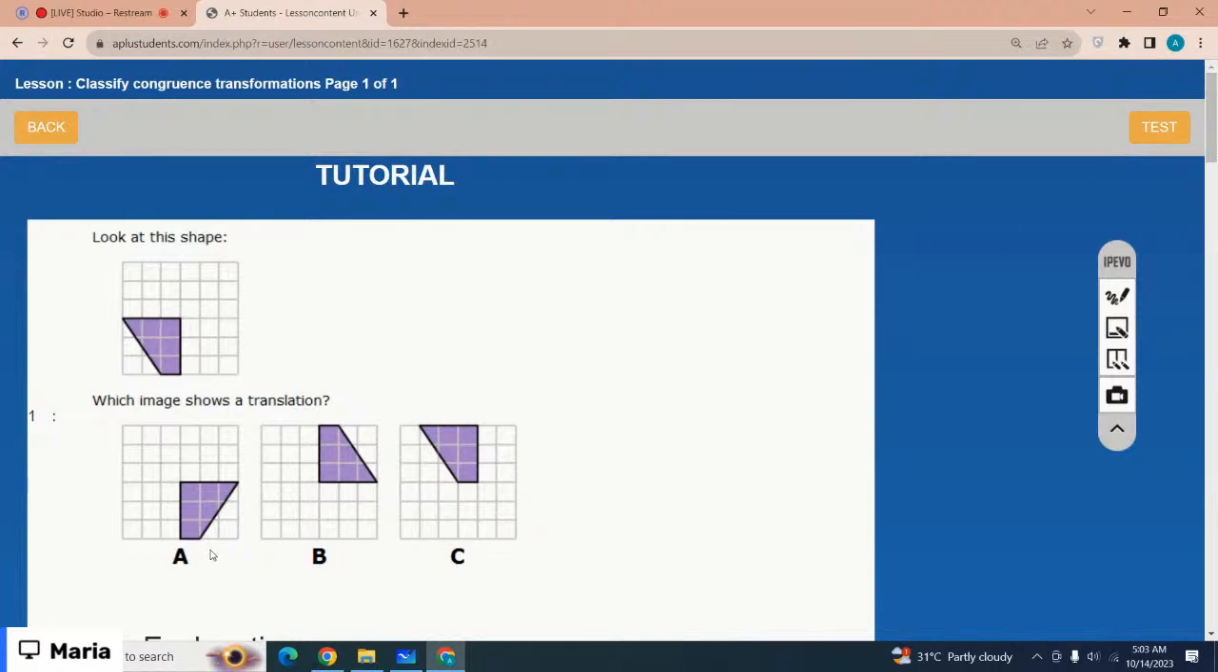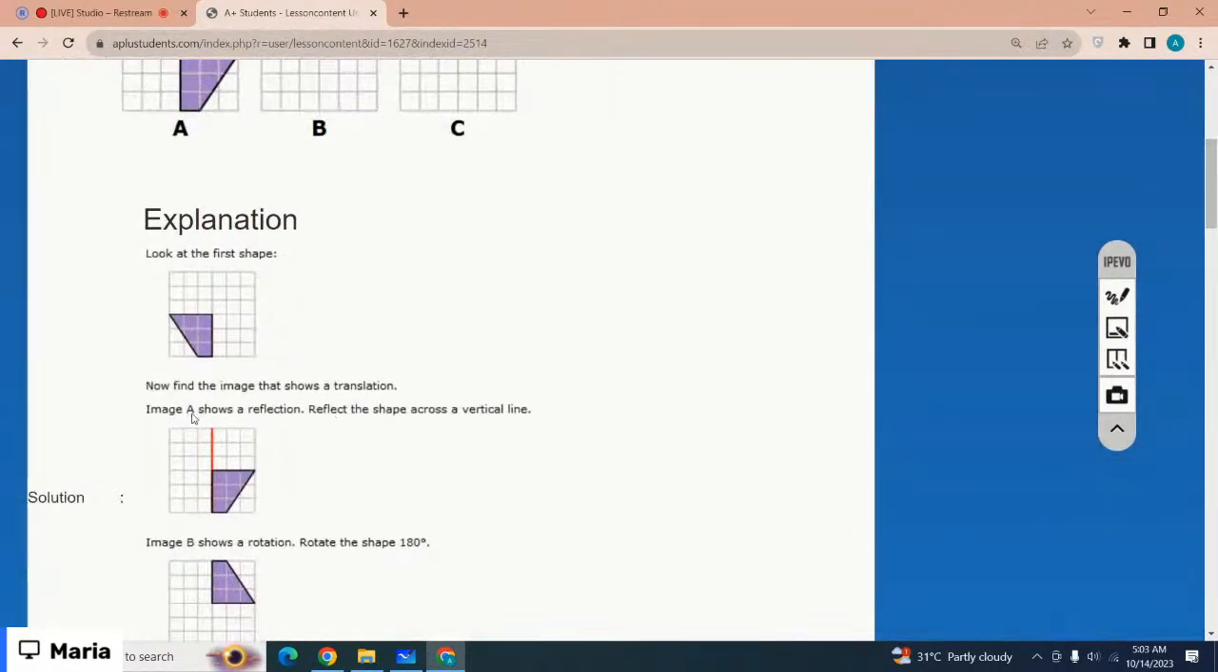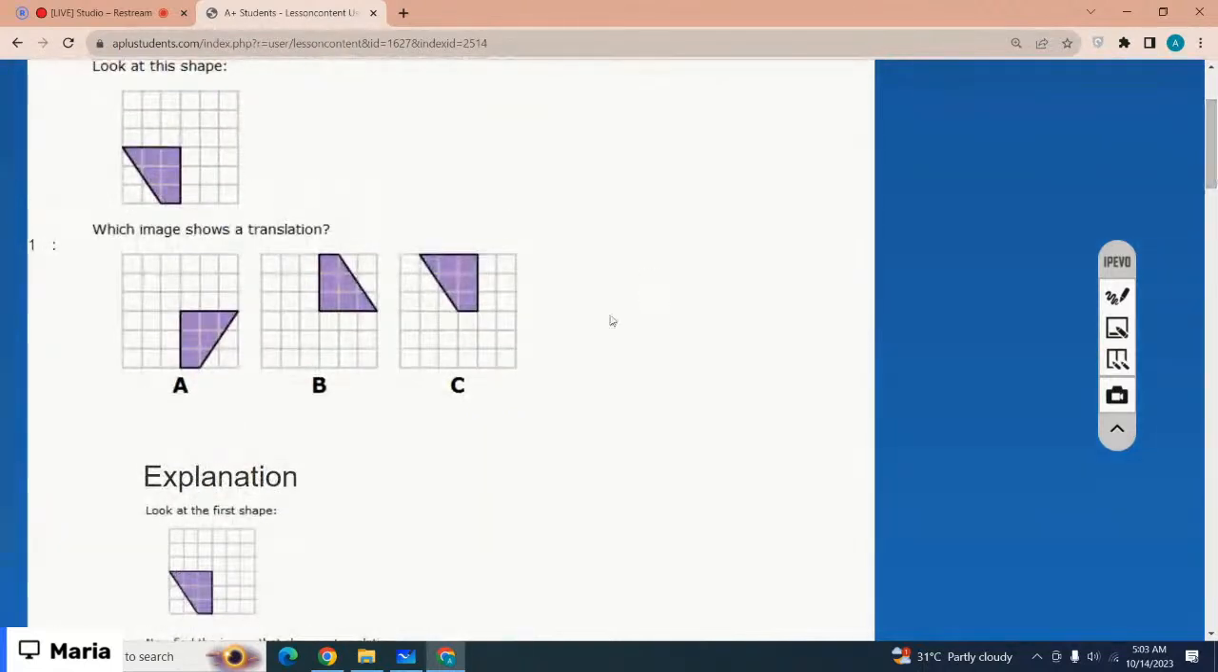Okay, so start with A. A is the reflection of this shape. You can see shape A shows a reflection. Reflect the shape across this line. This is just the reflection of the shape. If you see B, B is the rotation along this point. The image is rotated along this point. You can see the point is common. So B is the rotation.